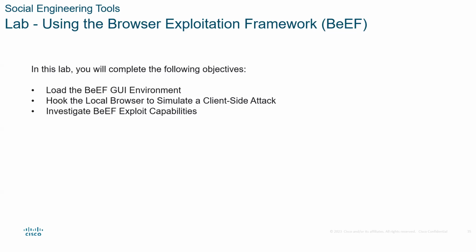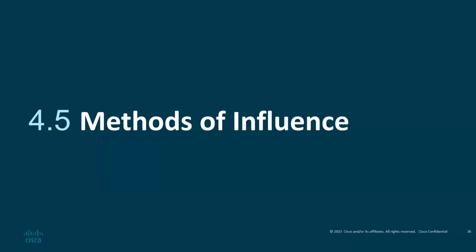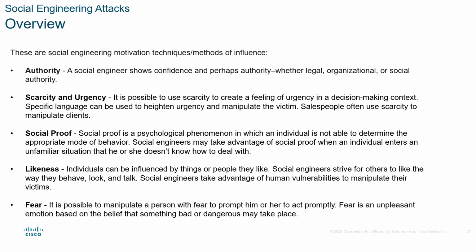Then we're looking at using BEEF or browser exploitation framework to be able to, you know, simulate a client-side attack and also view its capabilities with respect to how it exploits. So we'll conclude with these methods of influence. One is authority. It just shows confidence, not those guys who normally shout. Authority is usually not very loud. Then scarcity and urgency.